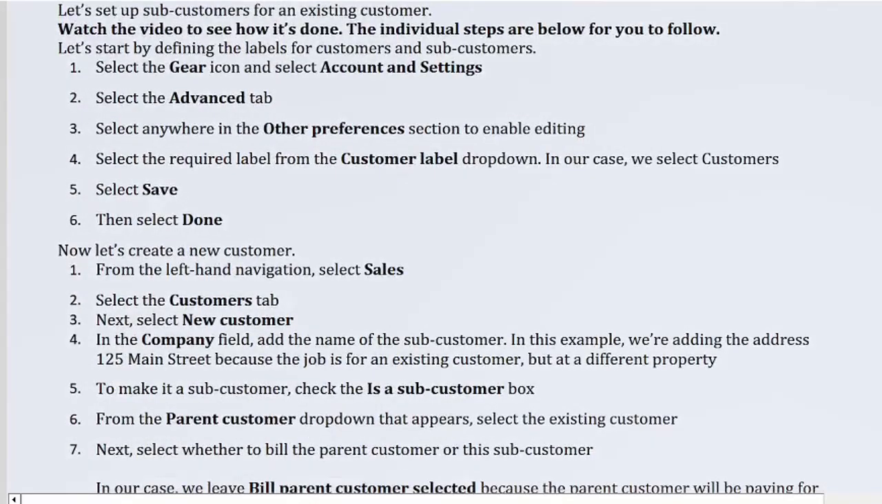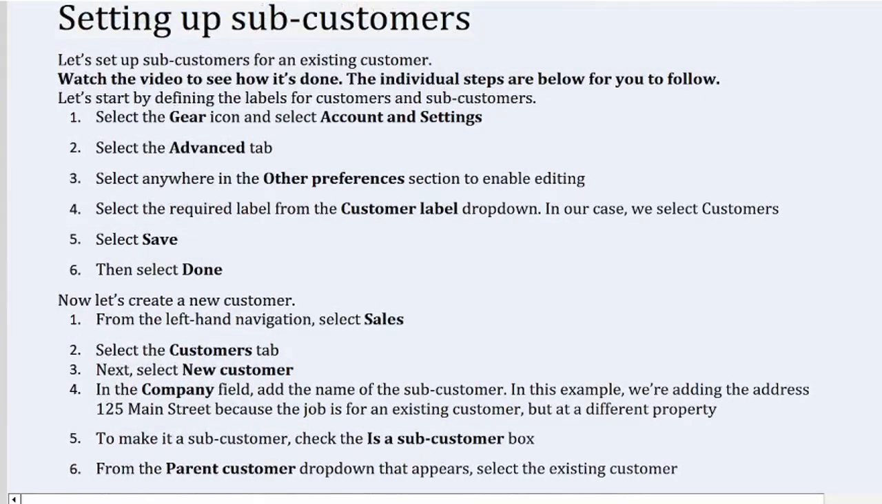Setting up sub-customers. Let's set up sub-customers for an existing customer. Let's start by defining the labels for customers and sub-customers. Select the gear icon and select Account and Settings. Select the Advanced tab. Select anywhere in the Other Preferences section to enable editing. Select the required label from the Customer Label drop-down. In our case, we select Customers. Select Save. Then select Done.